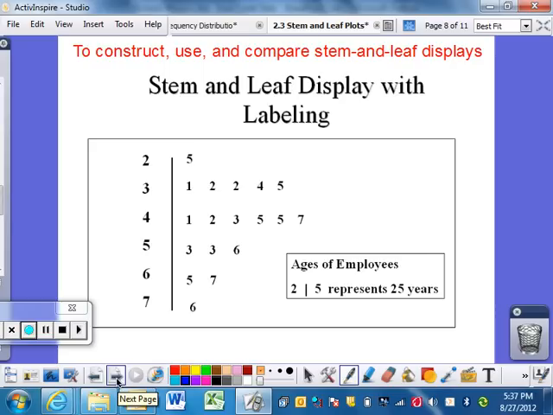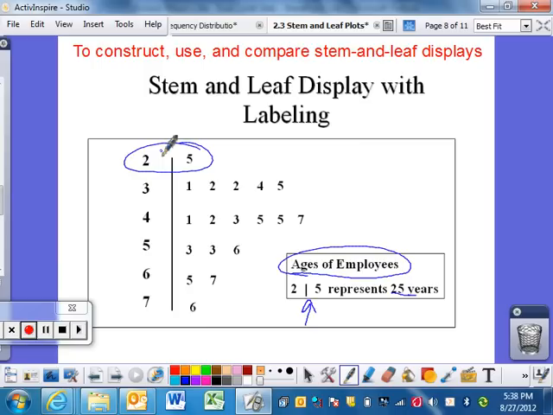We have a title, ages of employees, and then we have a legend right here. I know that a stem of 2 with the line and 5 represents 25 years old. So that's the idea. Sometimes that could represent 2.5, or it could be anything, it could be 25,000. It depends upon what the label is.